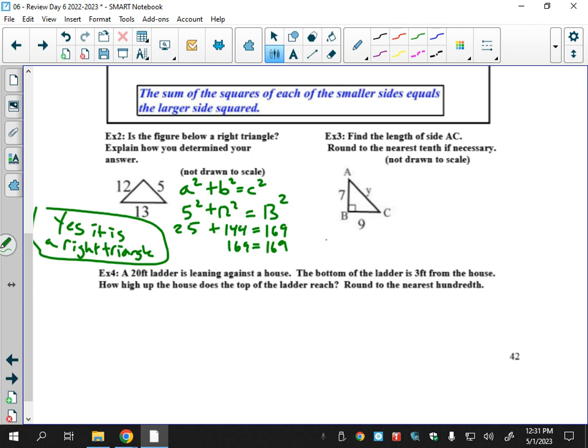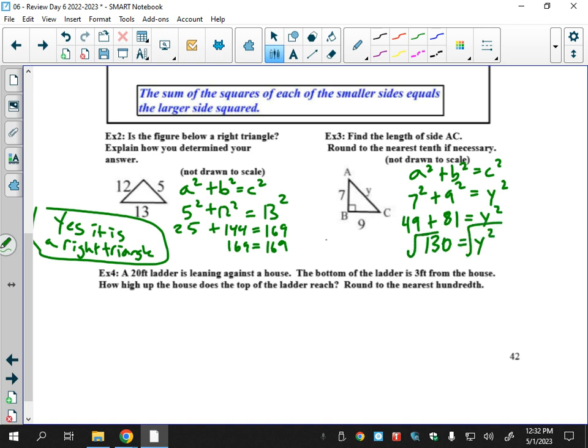Okay. Another way we could use it is if we're being given a right triangle. I know this is a right triangle from the right angle in the corner, and we're asked to determine a missing side. So again, we're going to use our Pythagorean theorem. I notice my missing side y is the hypotenuse, so that's going to go in for c squared. So we'll do 7 squared plus 9 squared equals y squared. 7 squared is 49. 9 squared is 81. That's going to give us 130 is equal to y squared.